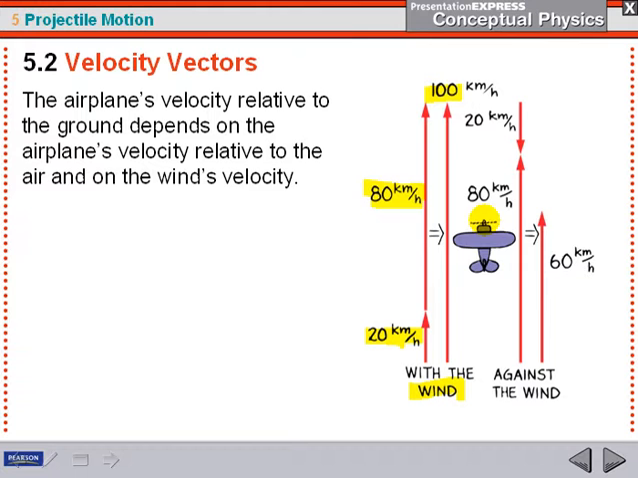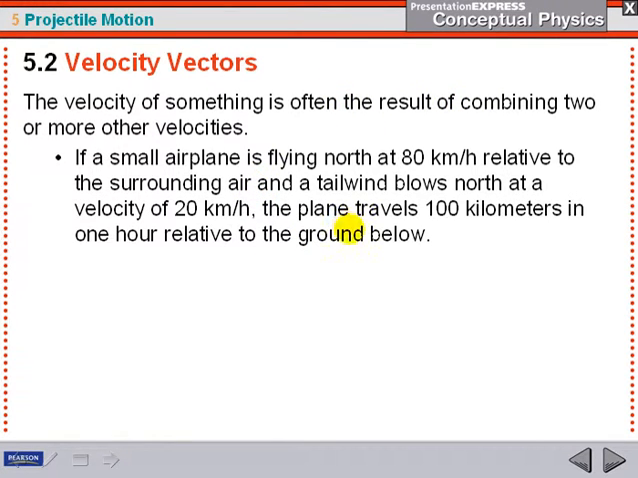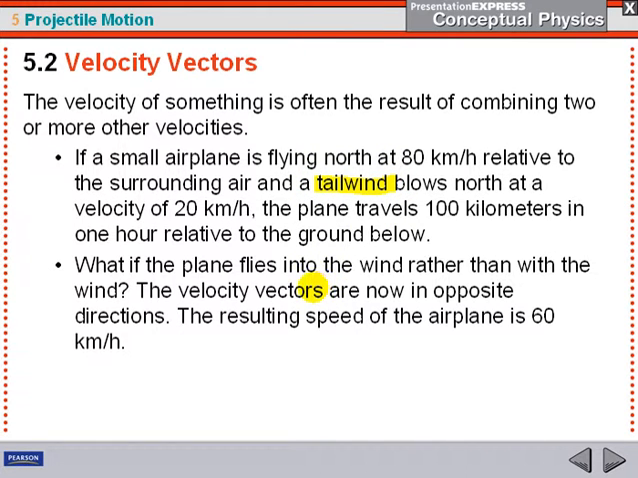Now let's look at a headwind. If the airplane's flying 80 and we have a headwind of 20, we're going to end up with a resultant vector of 60 kilometers per hour. So we say that the velocity is often the result of combining 2 or more velocities, and this is just what we talked about here. We talked about the tailwind, and we talked about a headwind, when you're with the wind.